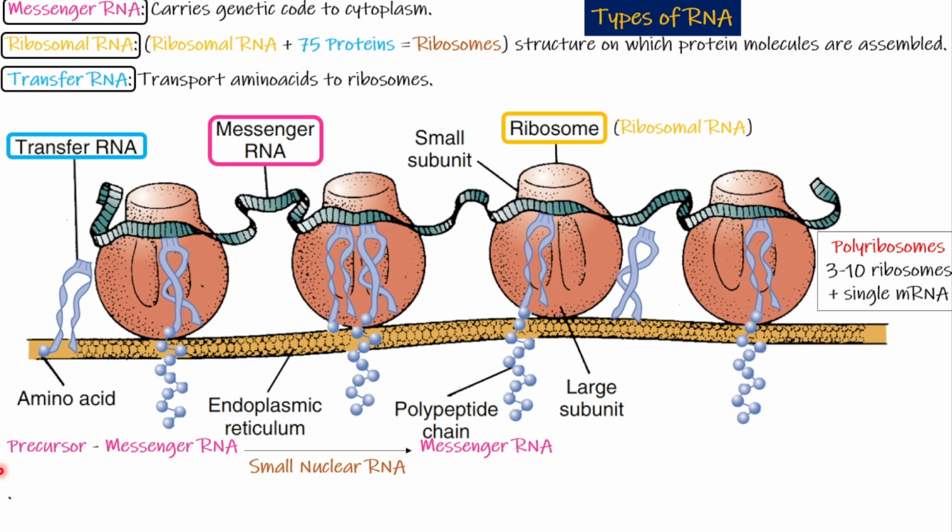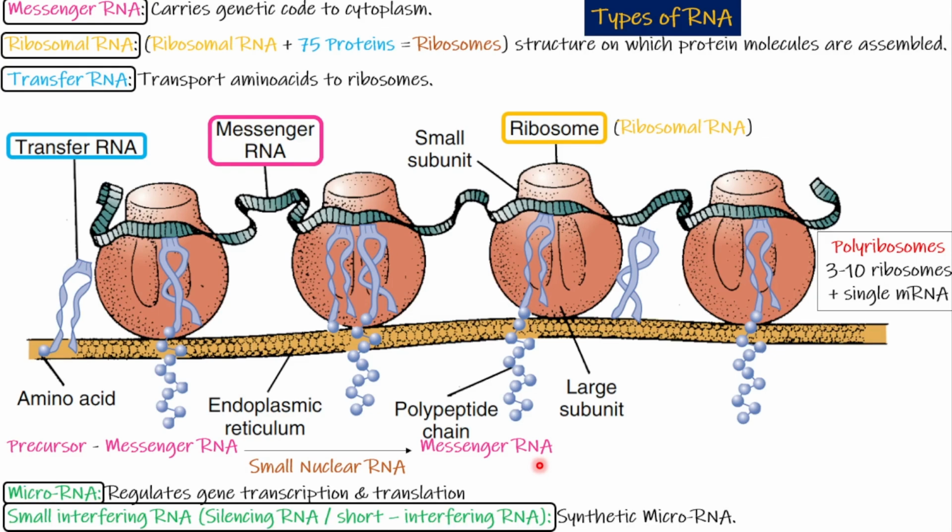And who will convert precursor messenger RNA into messenger RNA? That is small nuclear RNA. Okay. So if someone asks you, what is the function of small nuclear RNA? You will say it converts precursor messenger RNA into messenger RNA. Okay. Then we have two other types.